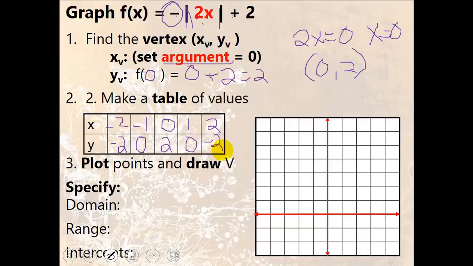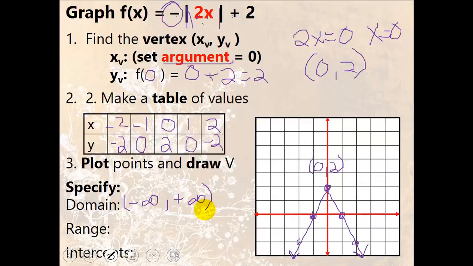So watch what happens here. I have the point 0, 2. That's my vertex. Then I have 1, 0. And I have 2, -2. And I have -1, 0. And then I have -2, -2. And I get an upside down V. That's caused by the negative sign in front. My domain doesn't change at all. Negative infinity to positive infinity. Isn't that nice?